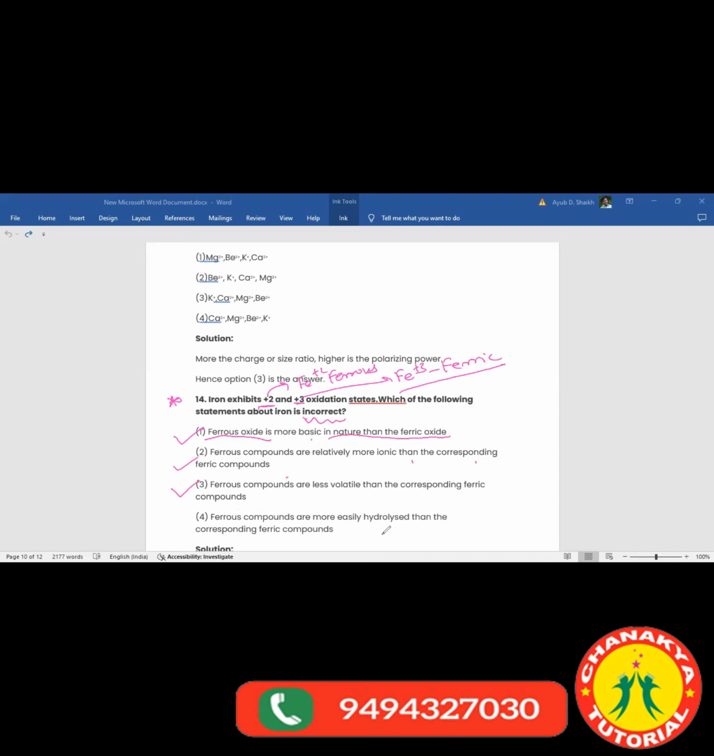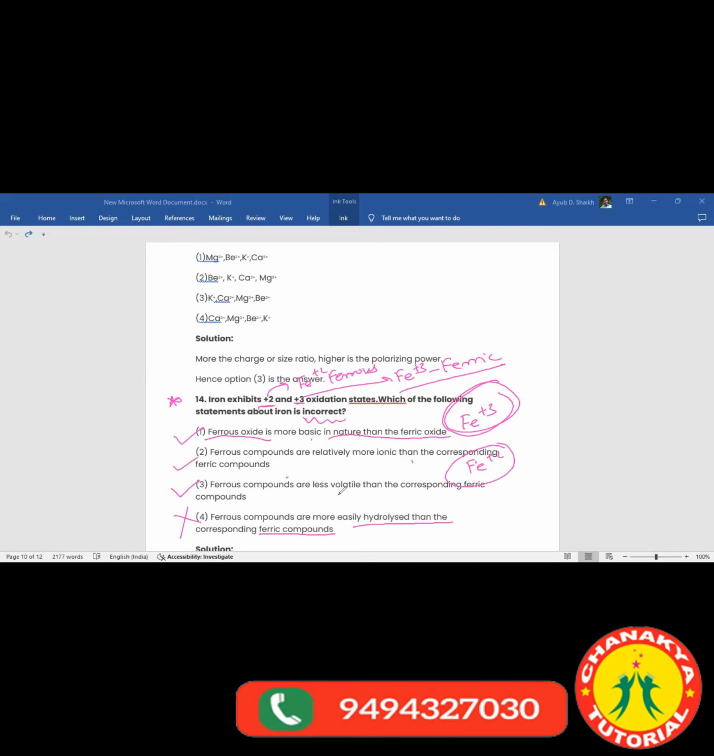Ferrous compounds are more easily hydrolyzed than the corresponding ferric compounds. So this is somewhere not true because ferric has a plus 3 charge, right? Ferrous has a plus 2 charge. So plus 3 charge means with more charge, species of iron can be hydrolyzed more effectively as compared to ferrous, right? Whatever they have written, that is completely opposite. And hence it would be your incorrect statement.